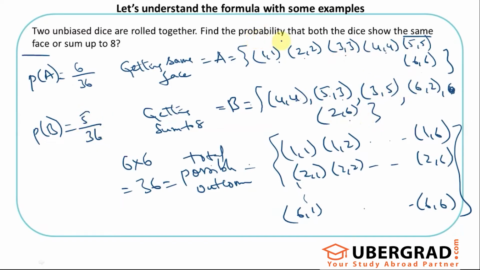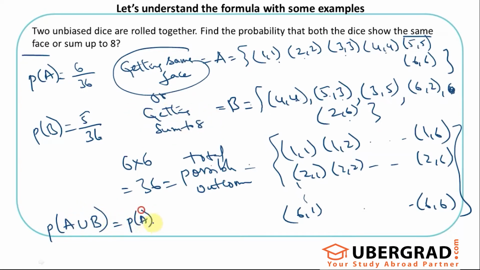What is the question asking? Find the probability that both the dice show the same face or sum up to 8. That is or, right? So it's basically asking me to find P of A union B. Getting the same face or getting a sum of 8. So A union B could be done as P of A plus P of B minus P of A intersection B, or I can even do it directly, right? I know this set. So what is A union B? I'll just show you that.